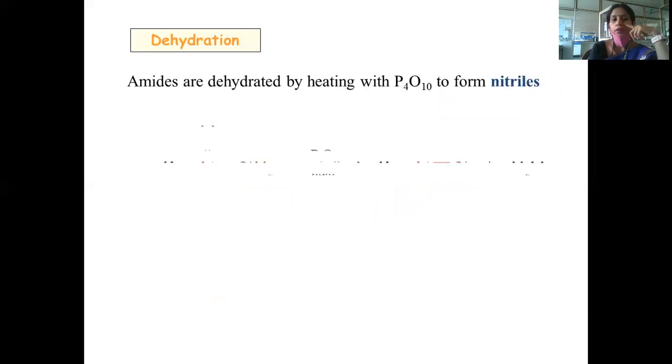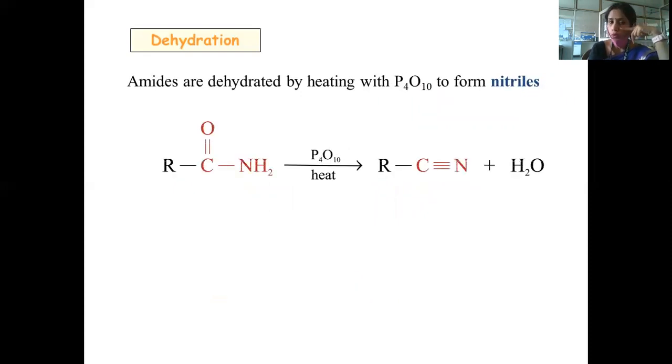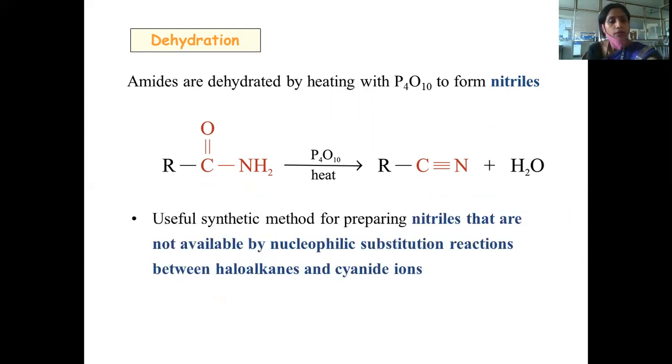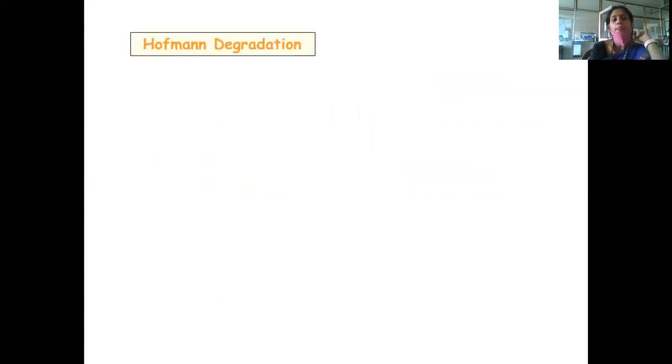Then dehydration. The dehydrating agent used is P4O10. Amides, when dehydrated, you can see RCONH2, the O and H2 get removed. So what we get is RCN, which is nitrile or cyanide. And this method is very useful for preparing nitriles, which are otherwise not made available by other substitution reactions.